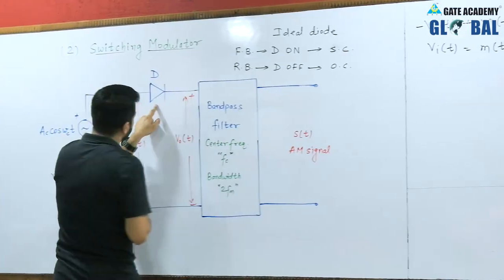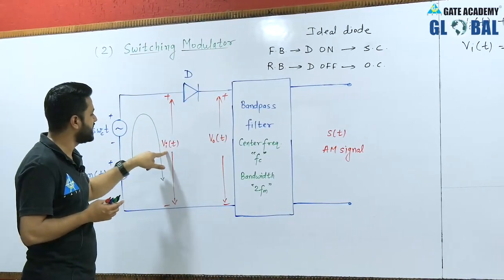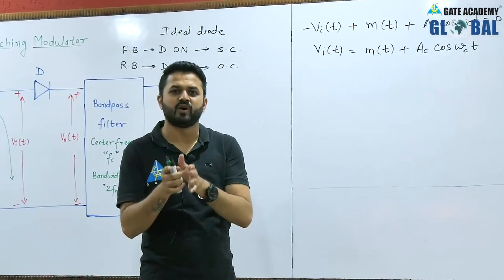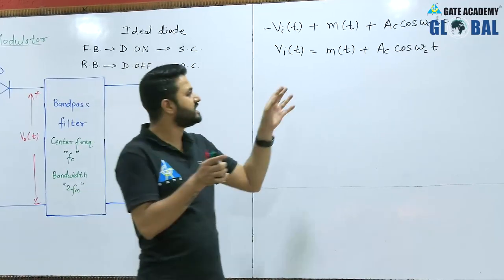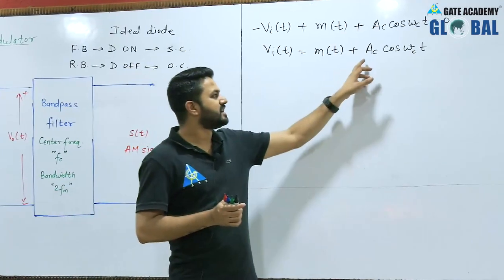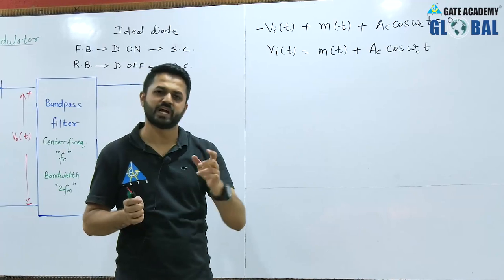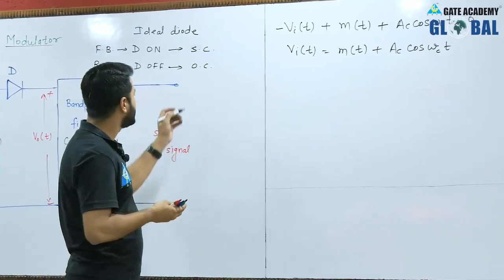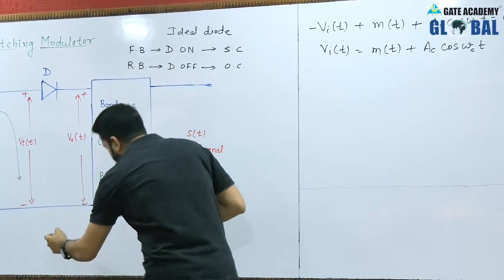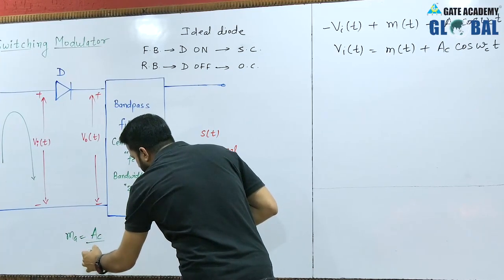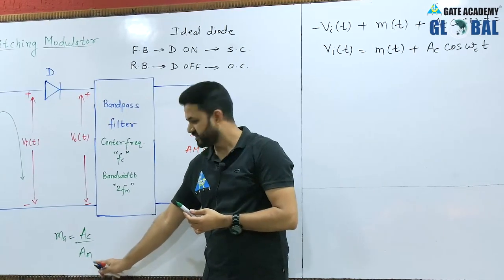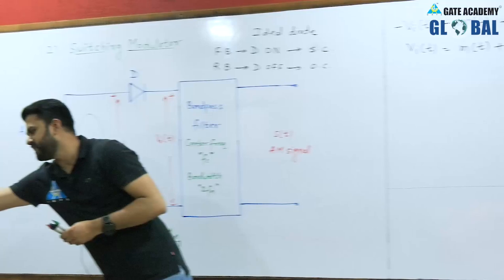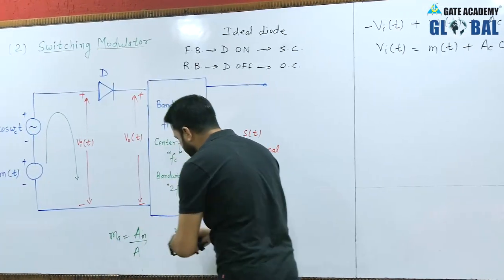Now the input to the diode is Vi(t), so according to the potential of Vi(t), this diode will work. Vi(t) is the sum of the message signal and carrier signal. We are assuming the carrier signal always dominates, that is, the carrier signal amplitude is always greater than the message signal amplitude at any instant of time, because we also know that the modulation index in AM should always be less than 1. The modulation index is Am upon Ac, so the carrier amplitude should always be greater than Am, so that the modulation index will be less than 1.